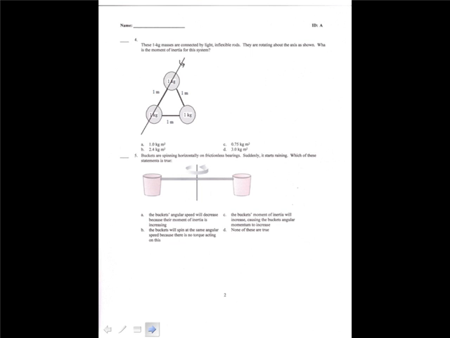These 1 kilogram masses are connected by light inflexible rods. They're rotating about the axis as shown. What is the moment of inertia for the system? Well, moment of inertia is equal to the sum of mr squared. So we sum up mr squared for each individual particle. But here r is equal to 0, and here r is equal to 0. R is the distance to the axis of rotation, and those two particles are on the axis of rotation.